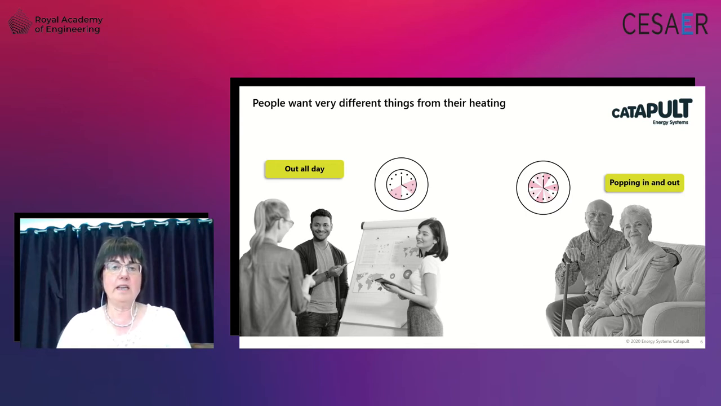Also, it is really important to remember that people want very different things from their heating. And the complexity involved makes it even more challenging. So how can we support them to decarbonize their heat whilst achieving outcomes that they want?